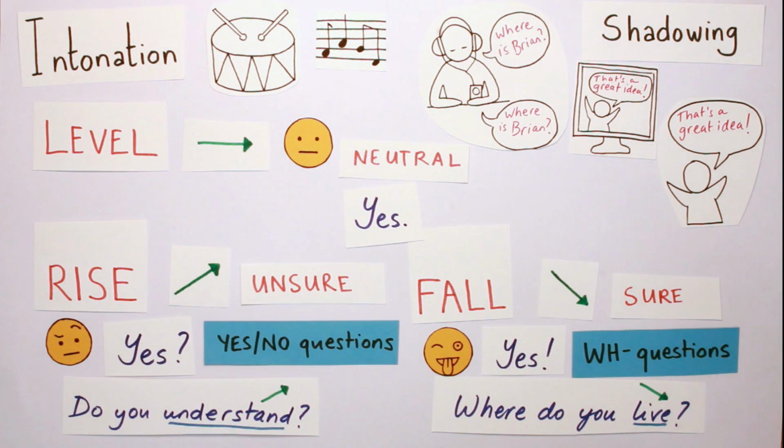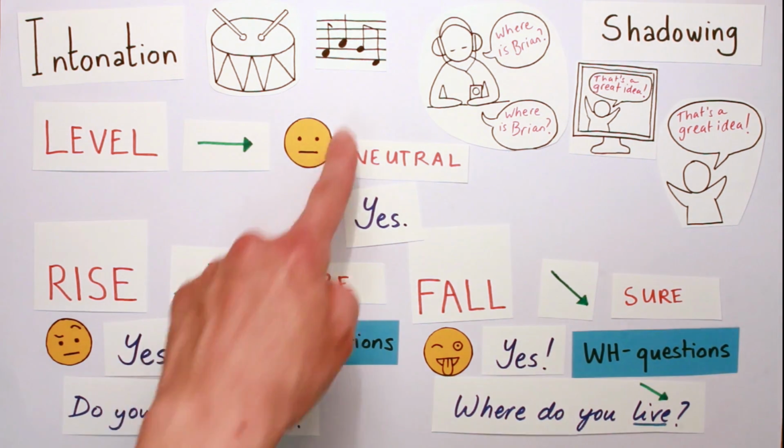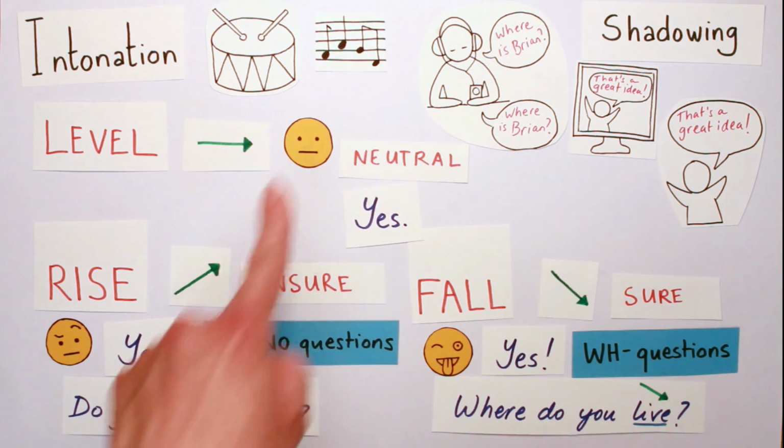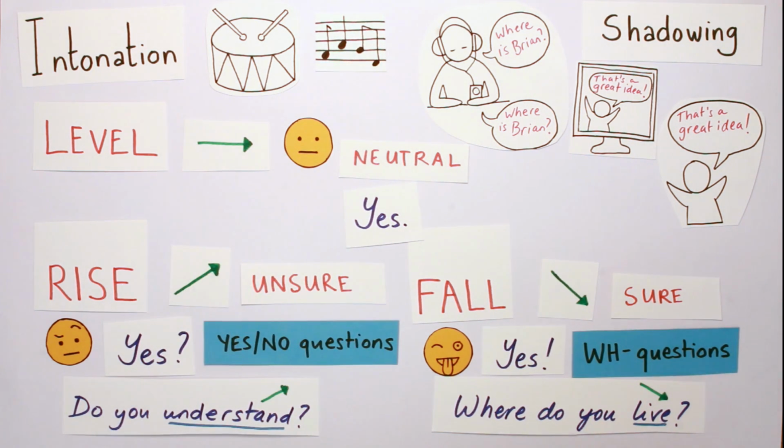Well done, Pierre-Gilles. So that's shadowing, and that's a little tip for you to help you improve your intonation, to help you really get the music of English, which can have a major impact on your level of English. Thanks for watching.